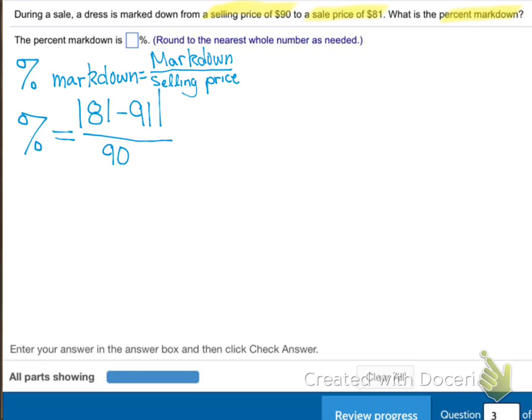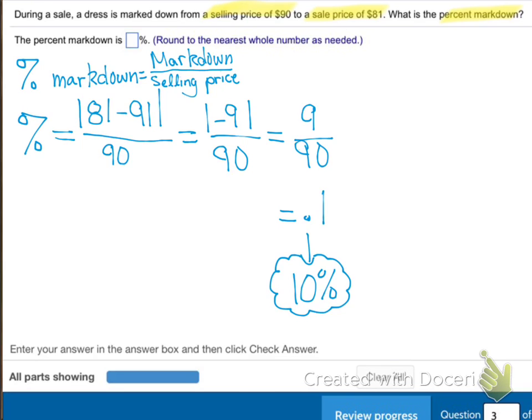So it started off at 90 and then it dropped to 81. So the starting point, the original amount, is 90. So we're going to get the absolute value of -9, because 81 minus 90 is -9, over 90. The absolute value of -9 is 9, because -9 is 9 spots away from 0 on the number line, and 90 is just 90. So 9 over 90 gives me 0.1. 0.1, move the decimal point 2 places to the right, 10%.